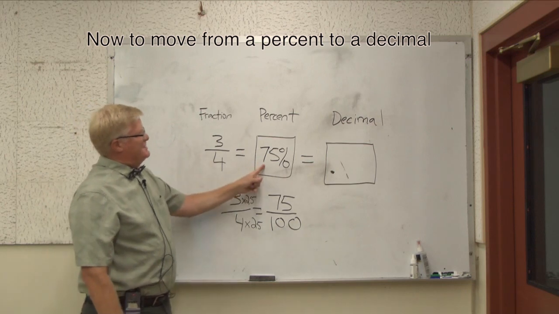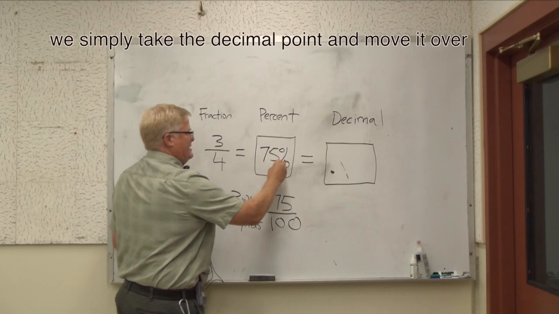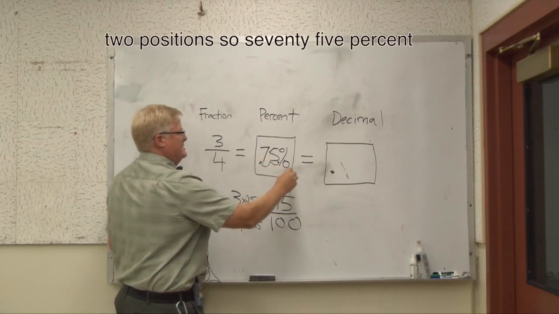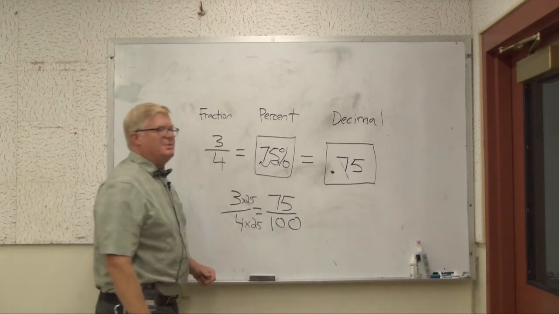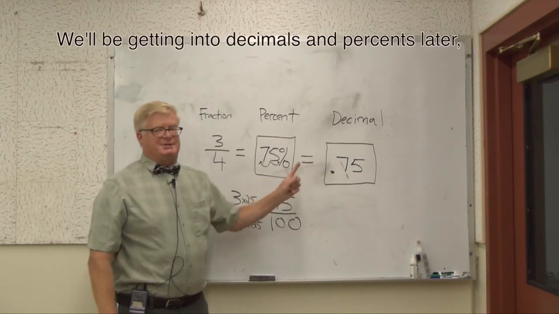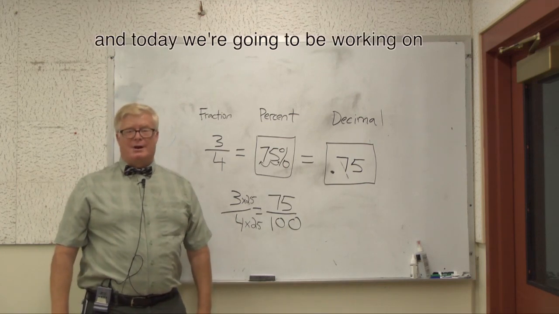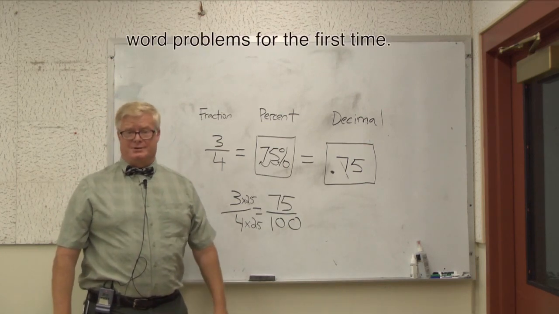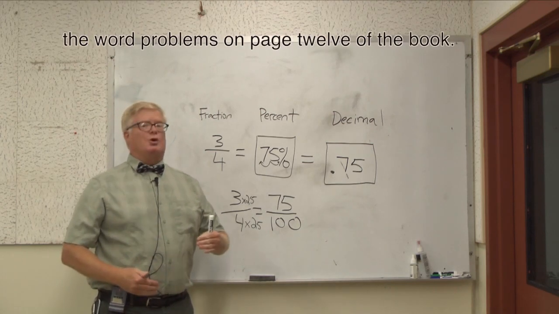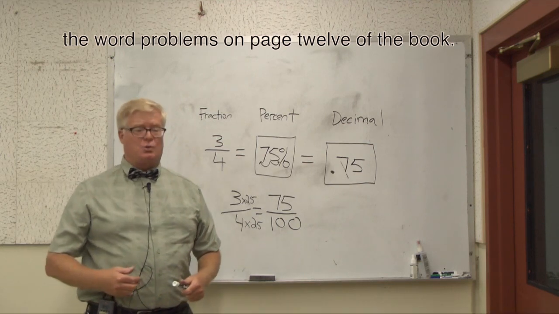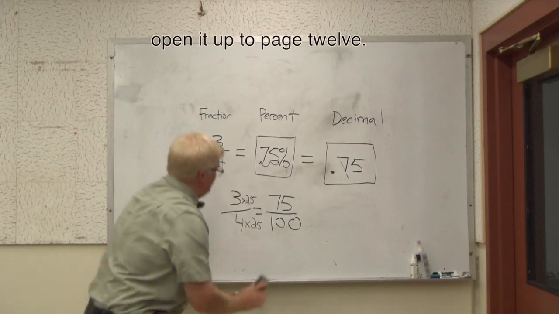Now, to move from a percent to a decimal, we simply take the decimal point and move it over 2 positions. So 75% equals 0.75. We'll be getting into decimals and percents later. We're still working on fractions. And today we're going to be working on word problems for the first time. So Ms. Taylor is here to help us work through the word problems on page 12 of the book. So if you've got the book, open it up to page 12.